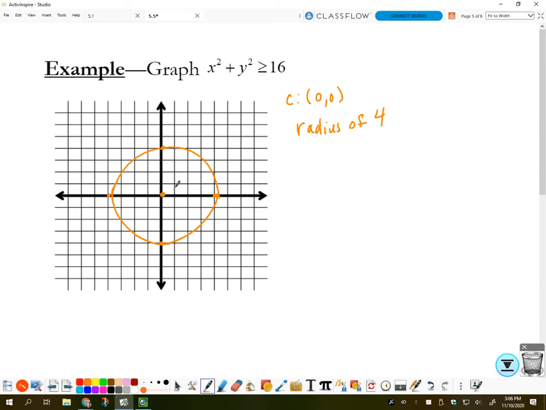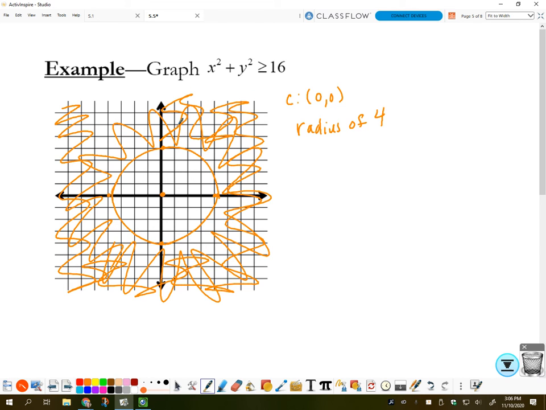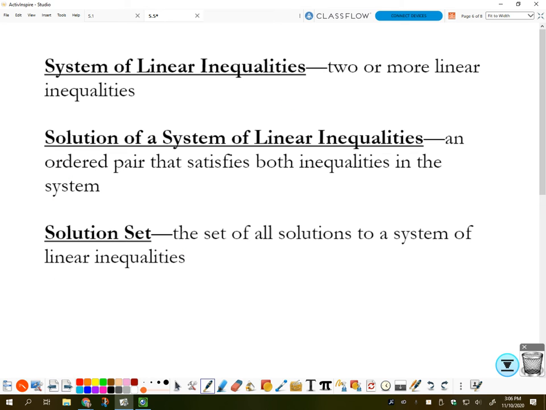If I took the point, say, 2, 3. That's 2 squared, that's 4. If I square 3, that's 9. 9 plus 4 is 13, which is not greater than 16. So the points in here are not good. If you take a point out here, then it will satisfy that inequality. So all of the points outside the circle are good. So again, I do a lot of scribbling, but you're coloring everything outside of the circle, because all of the points outside of the circle and on the circle, because it's a solid line and equal to, are solutions to that inequality.